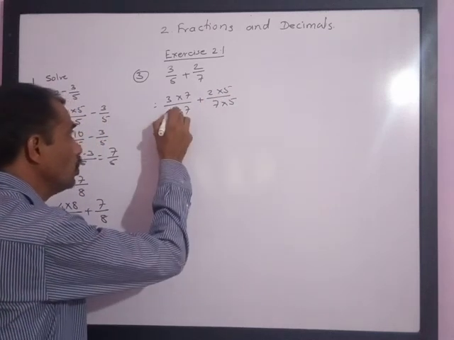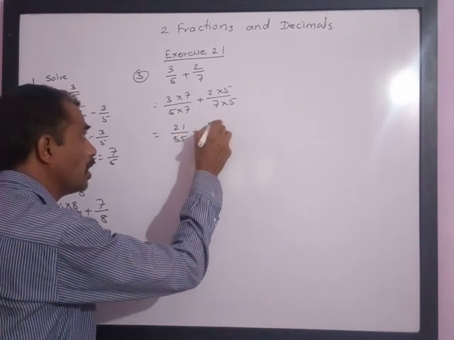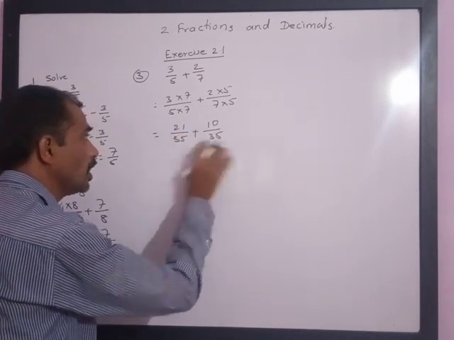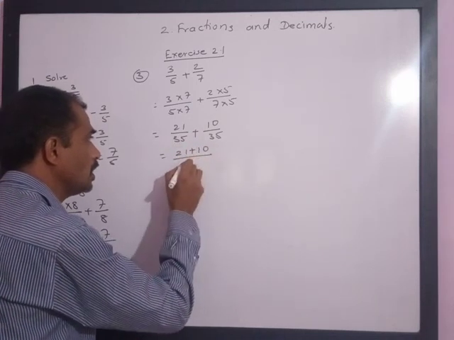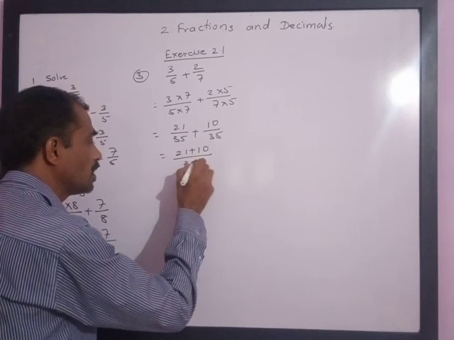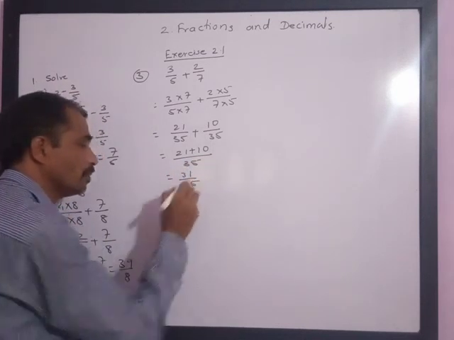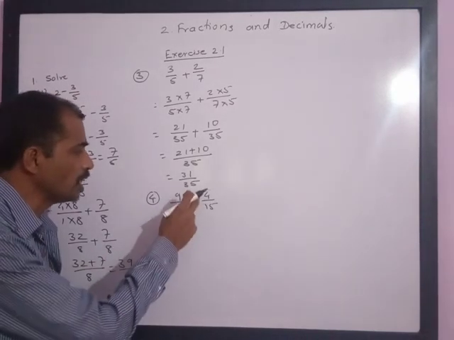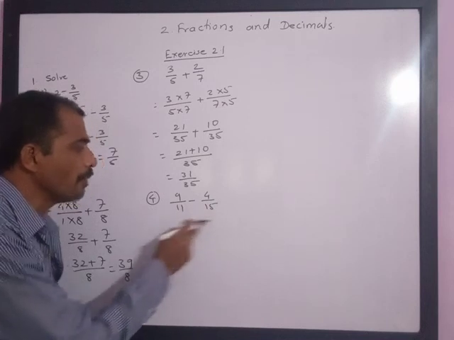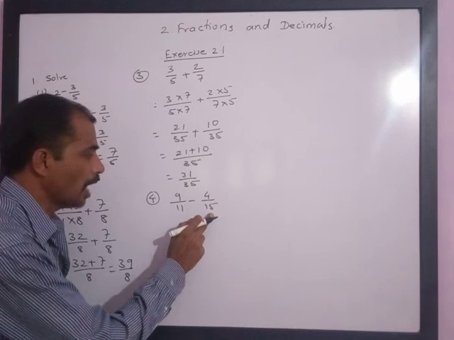This is equal to 21 upon 35 plus 10 upon 35. Please note denominators are same, so we can do the addition of numerator. This is equal to 21 plus 10 upon 35, that is equal to 31 upon 35. Next question is 9 upon 11 minus 4 upon 15. Here also the denominators are co-prime numbers, so we have to multiply this side fraction by the other side denominator.